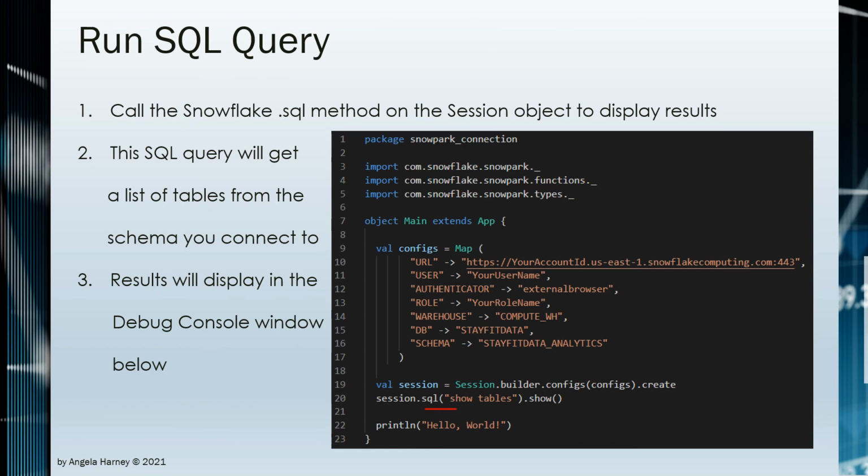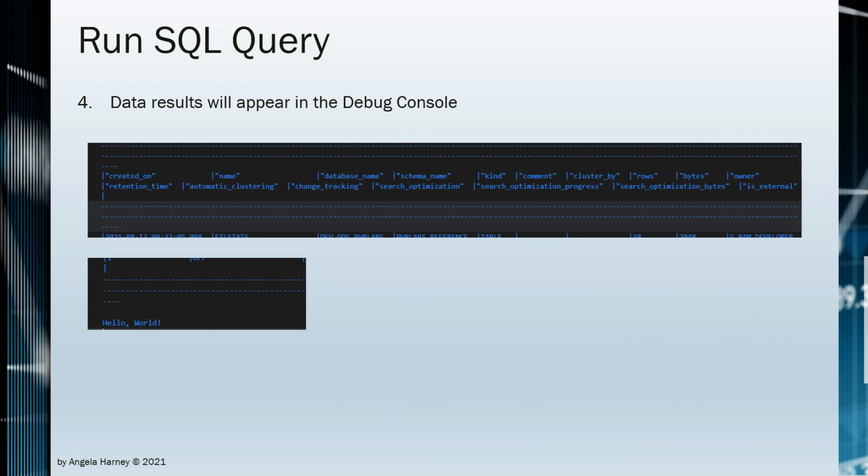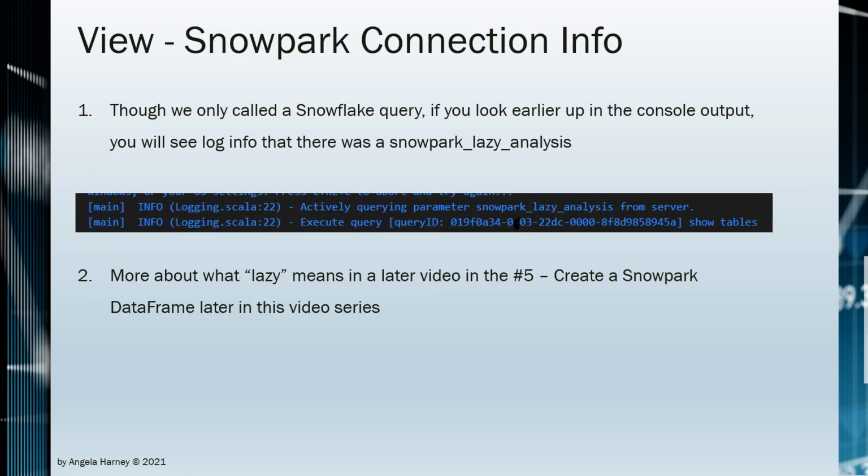If we run the Snowflake command show tables on the session object, we will get a list of the tables we created in the schema found in the connection settings. The .show method will display the query results. Be sure to click View Debug Console in order to see the results. When you review the other output in the Debug console, you may see that it refers to Snowpark Lazy Analysis. We will cover more on lazy evaluation for Snowpark later in this video series.